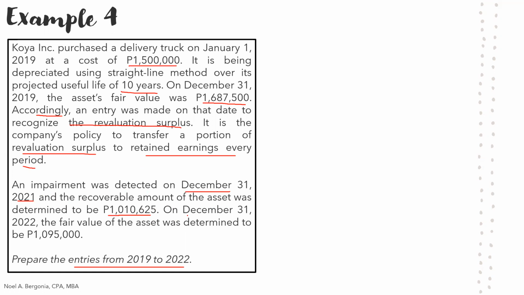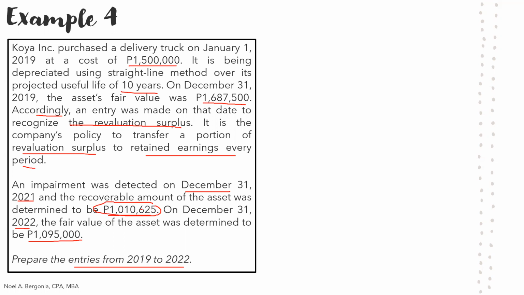Okay, and also on December 31, 2022, the fair value of the asset was determined to be 1,095,000. So most likely baka increase ito, kasi mas mataas siya dun sa previous recoverable amount. So increase, decrease, increase. Ang saya-saya. So abangan natin yung mga entries related to this. So I hope that you are listening there and take down notes about this discussion because it encompasses everything that we have almost discussed about impairment and the revaluation.